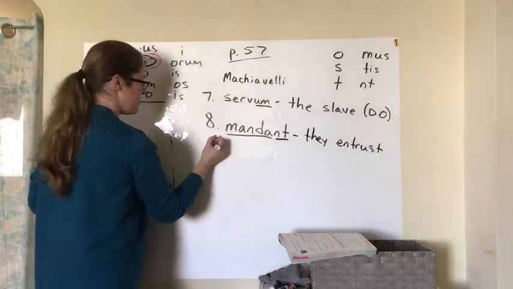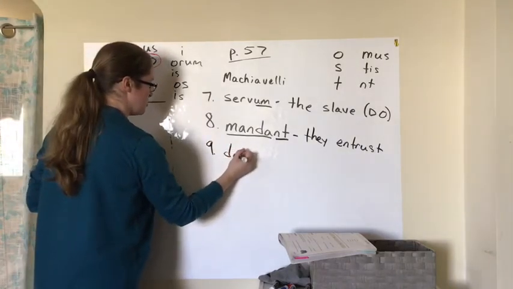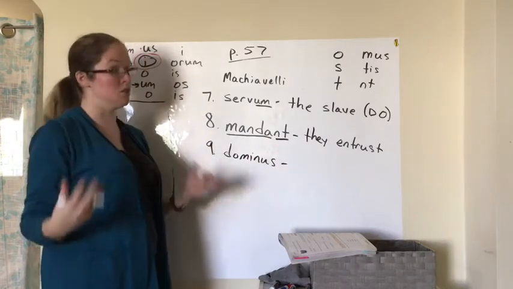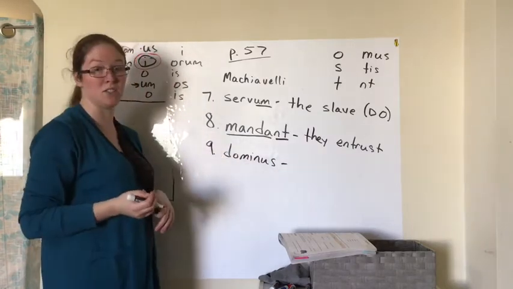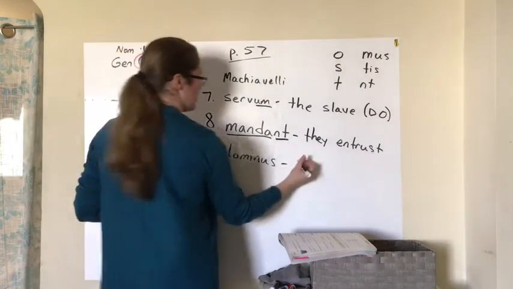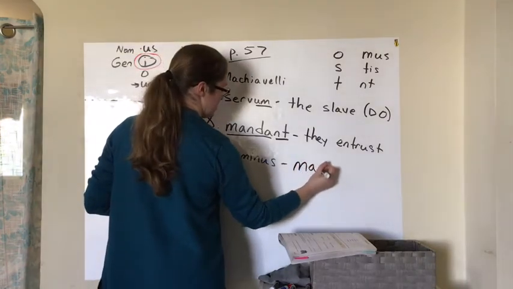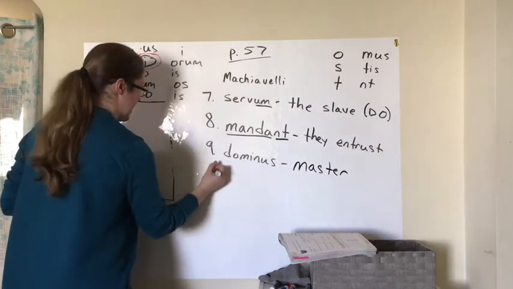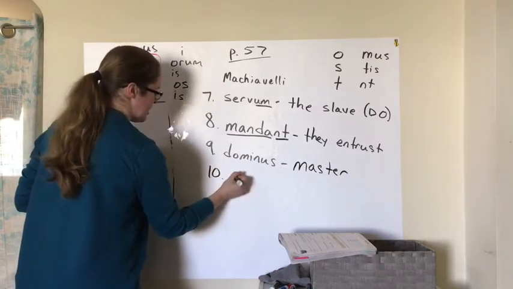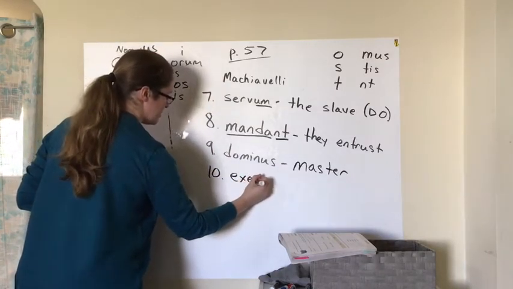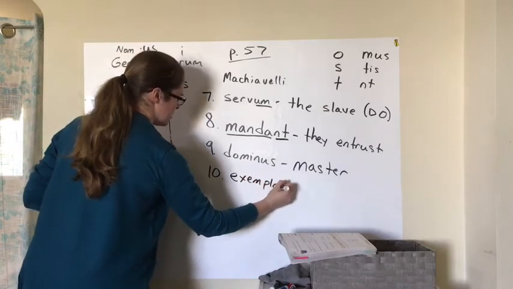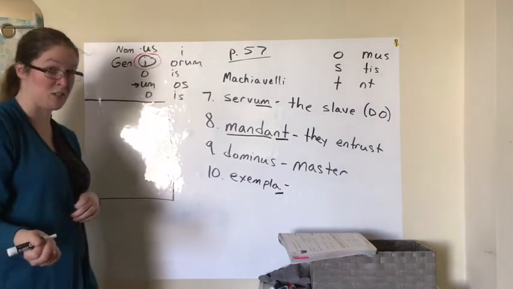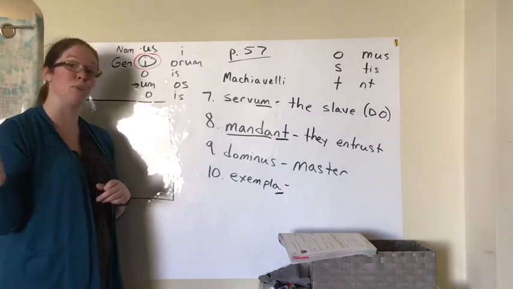Number 9, dominus. Comes from dominus. They didn't change the endings on us, so dominus just means master. Number 10, exempla. Did they change an ending on us? Yes, they did, because we learned exemplum, exempli.